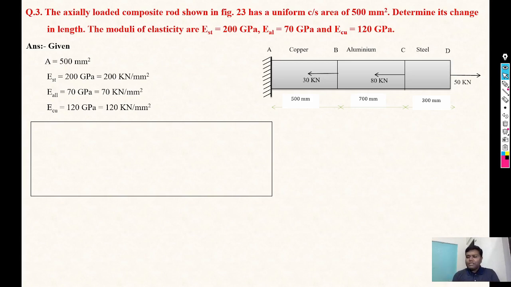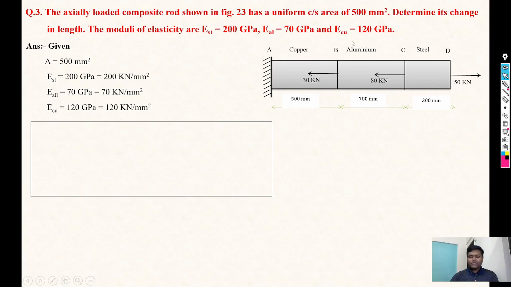In such numericals, always start your calculations from the free end. So for this numerical we will start our calculations from the D end, going from right to left. Why? Because point A is fixed over here. So just write down all the given data.